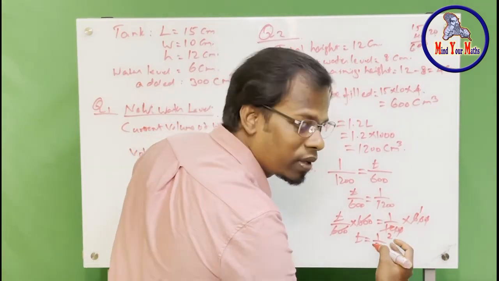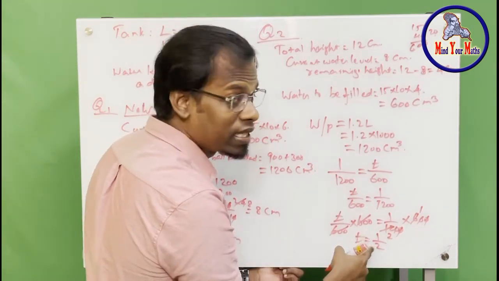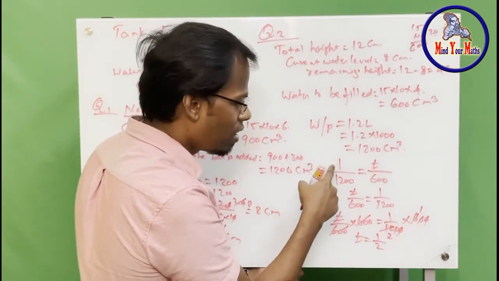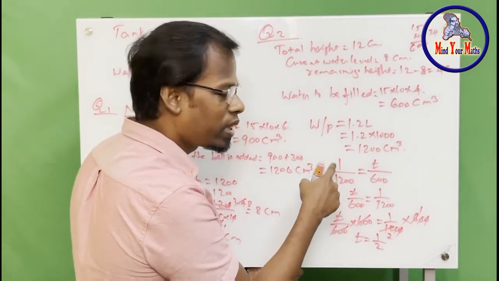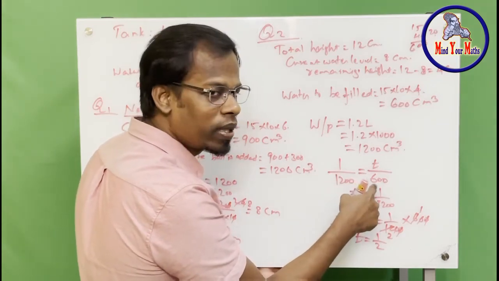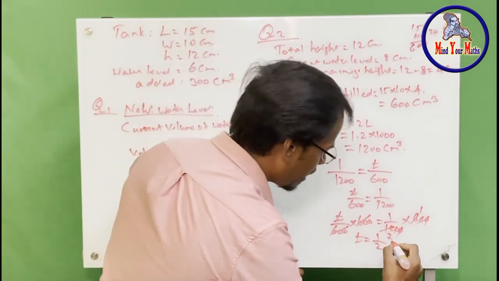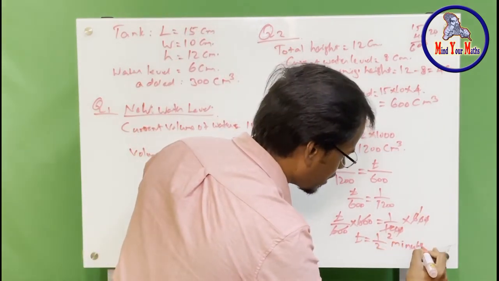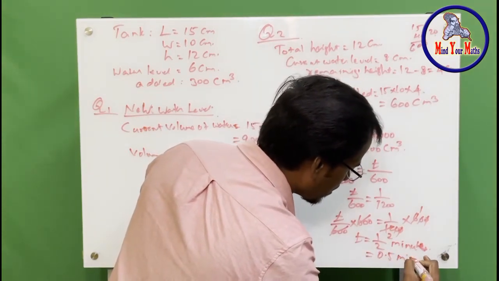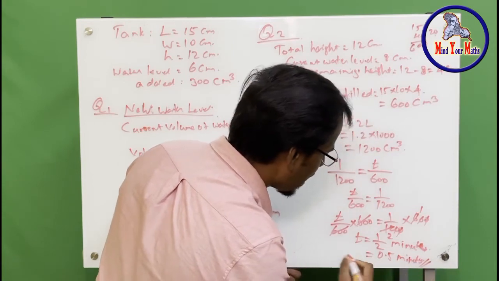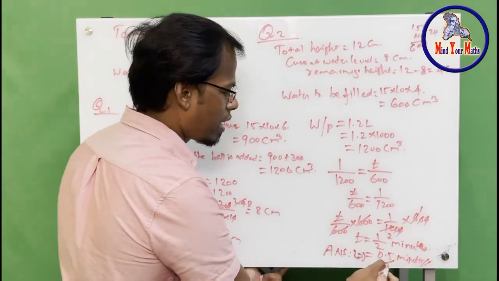1 by 2 minutes, because this one is a minute, right? 1200 cubic centimeter is filled within 1 minute. So for 600 cubic centimeter, it is half a minute. Yeah, 1 by 2 means what? Half a minute. Or you can say 0.5 minutes. Right, so that's the answer. Found the answer.